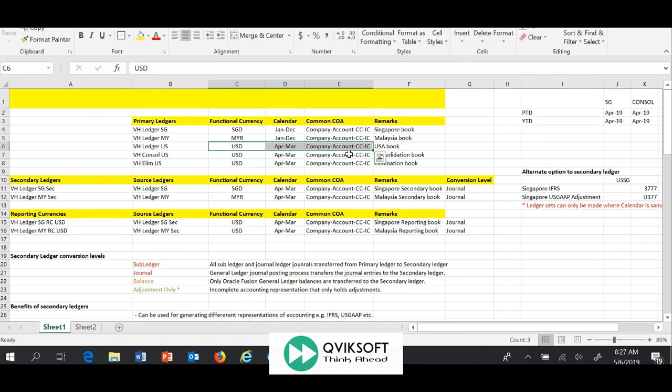If I move the data from all these three books into this book, my consolidation is beautiful, right? If you notice the steps, I have moved from aligning my calendar to aligning my currency, and at this stage my data is ready for the consolidation book. Clear, right?